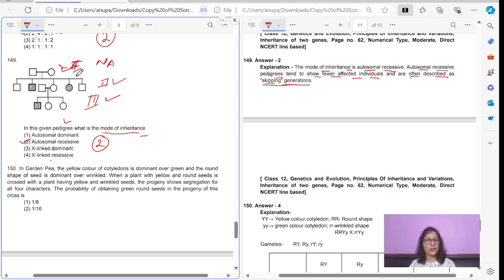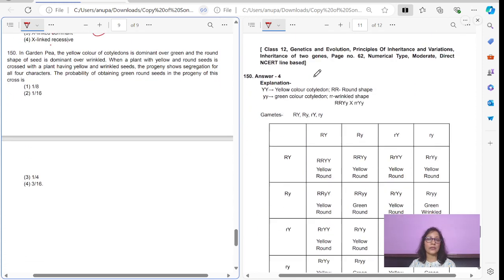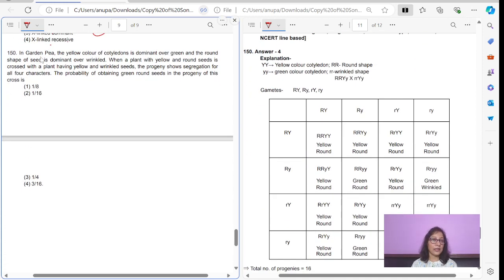Now let's move to the last question, that is question number 150. In garden pea, the yellow color of cotyledons is dominant over green, and the round shape of seed is dominant over wrinkled. Means yellow color is dominant over green and the round shape is dominant over wrinkle. When a plant with yellow and round seeds is crossed with a plant having yellow and wrinkled seeds, the progeny shows segregation for all four characters. Means all four characters are segregated.